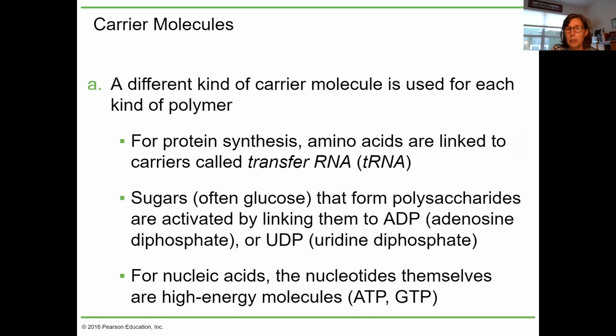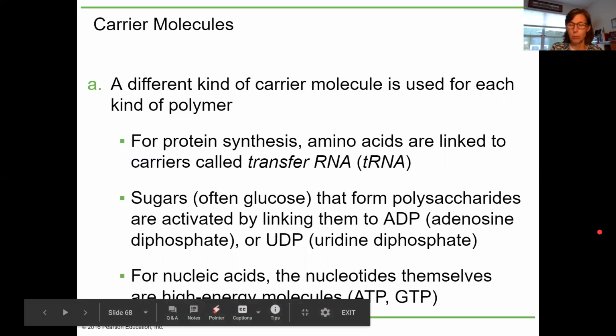So there are different kinds of carrier molecules. This is not necessarily an activation. For protein synthesis, in the cell, amino acids are linked to tRNAs. And I'm sure you remember how the tRNAs bring the amino acid into the ribosome, and the amino acids are joined there. Well, the amino acids that come into the ribosome are activated, so they are attached to this tRNA that allows them to then be polymerized.